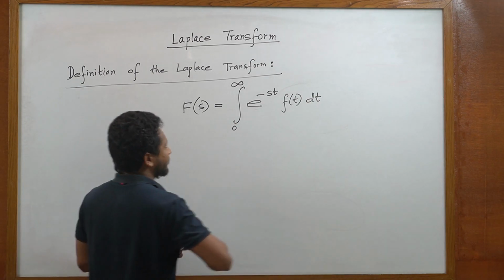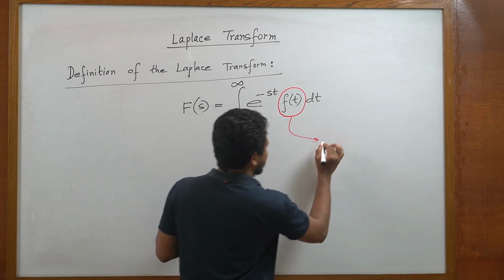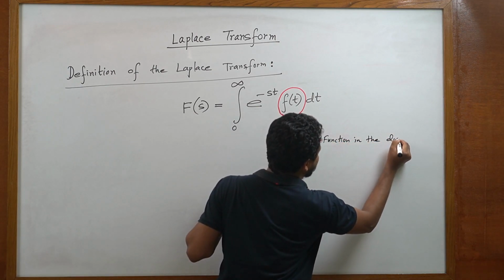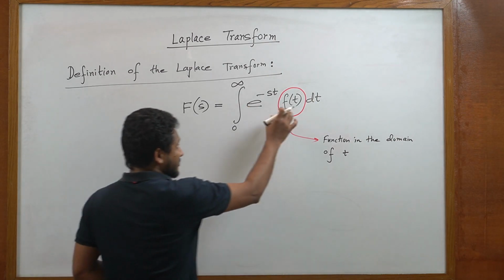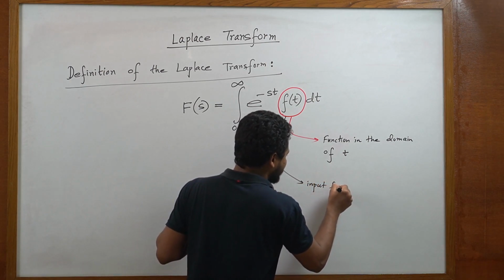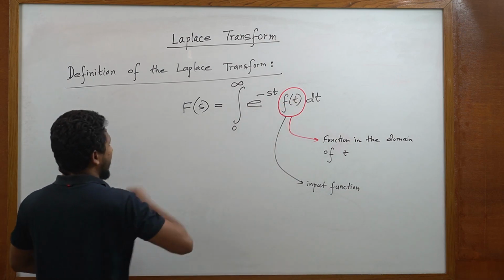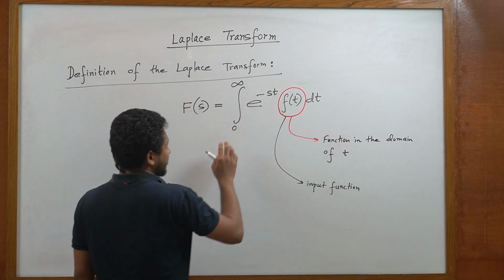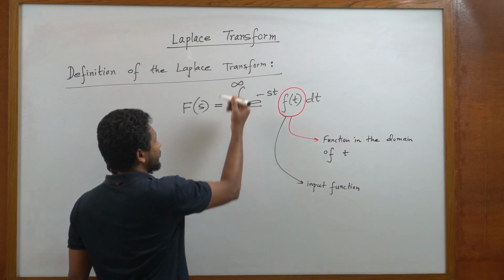Here, f of t is a function in the domain of t, and this function is called the input function. Here we input functions and we get the outputs by an integral. This is a definite integral from 0 to infinity.